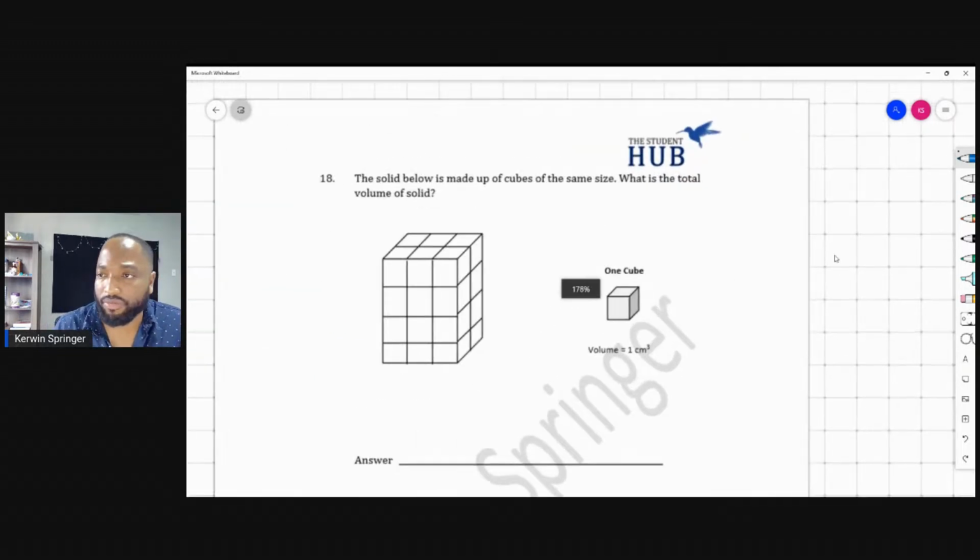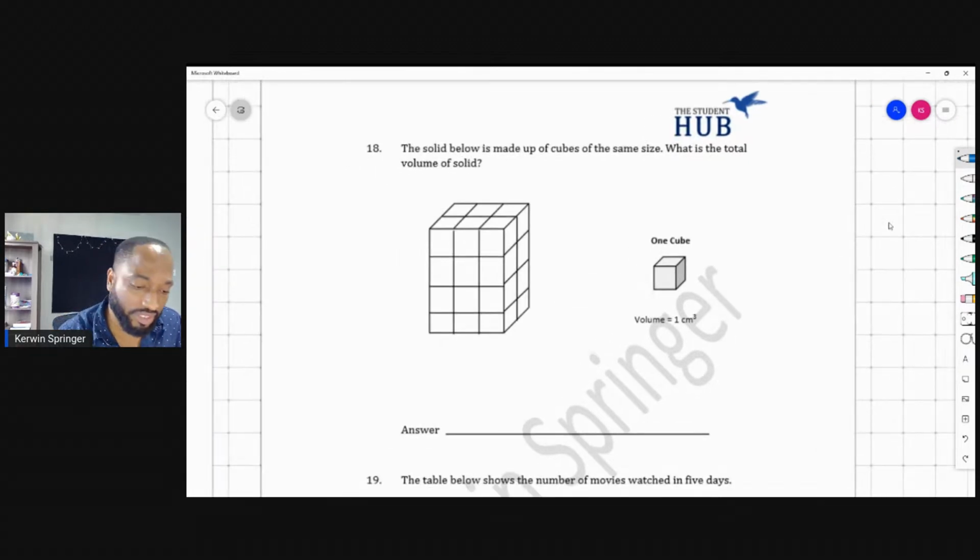The solid below is made up of cubes of the same size. What is the total volume of the solid? Well, each cube is 1 cm cubed. So we just need to count the cubes. 1, 2, 3, 4, 5, 6, 7, 8, 9, 10, 11, 12. And we just need to count how many batches of these faces there are. Normally there would be a little more than this. These people just give me 2. 1, 2. Two sets of faces going down the road there.